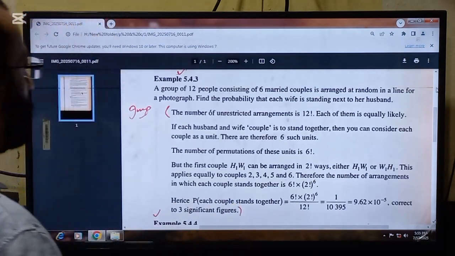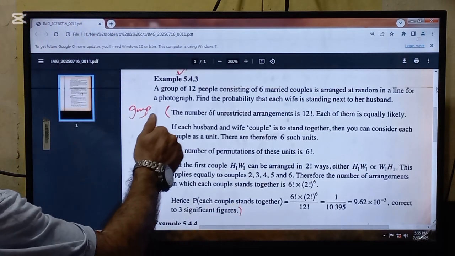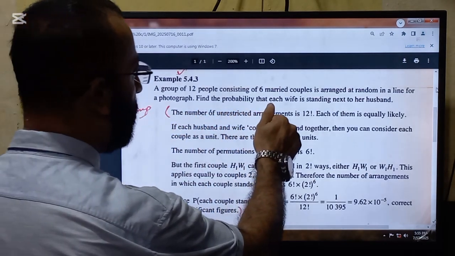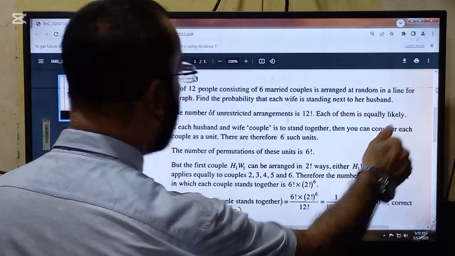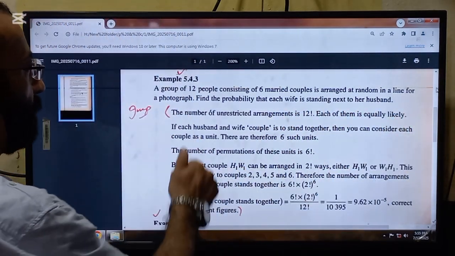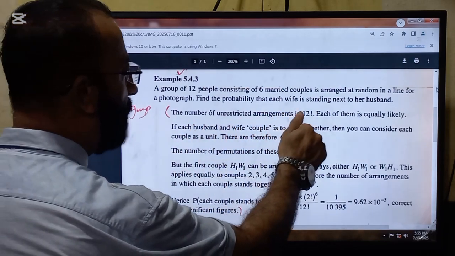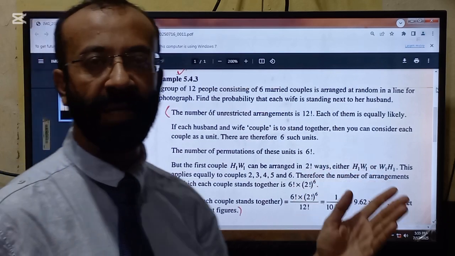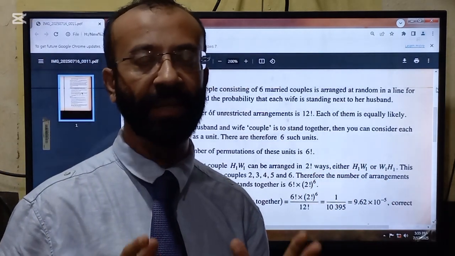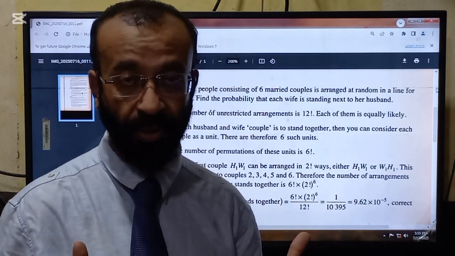Here is another question. So concentrate. A group of 12 people consisting of 6 married couples is arranged at random in a line for a photograph. Find the probability that each wife is standing next to her husband. So probability is the requirement. The probability formula is favorable outcomes over total outcomes.